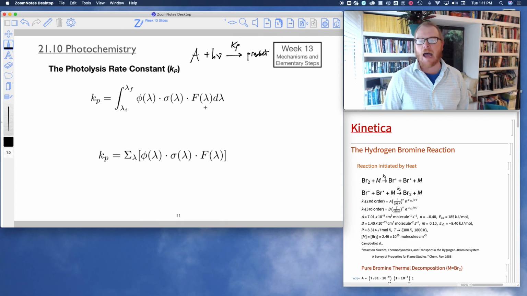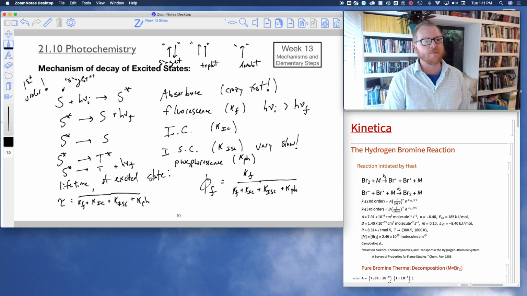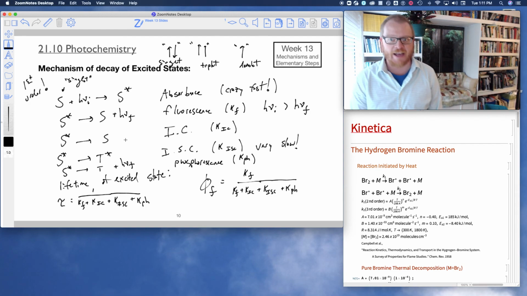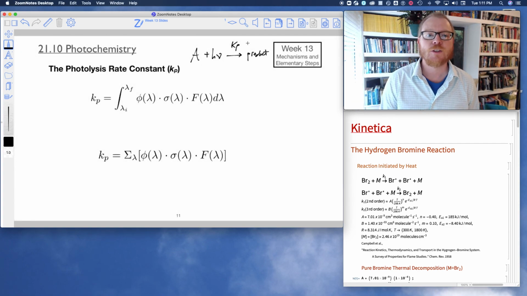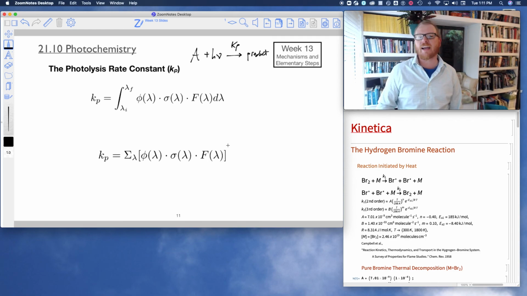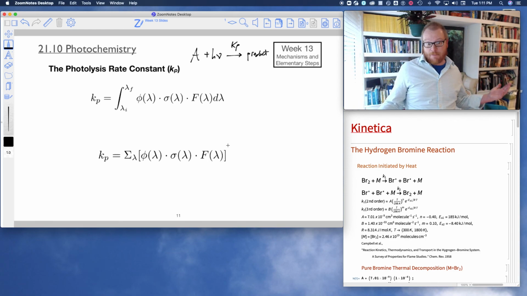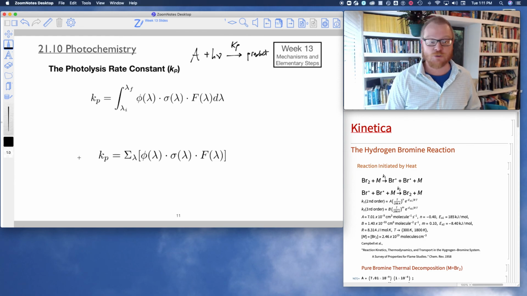And as it turns out, this is more often than not the rate determining step. So all of these other decay mechanisms for excited states are very fast. They're incredibly fast compared to chemistry. So that's why we often only really think about the photolysis rate constant, Kp. We don't worry about the fluorescence rate constant or the internal conversion rate constant or the absorption rate constant because, again, they're very fast. So here's how we calculate a photolysis rate constant.